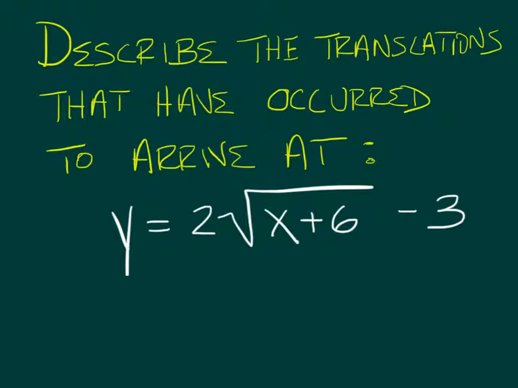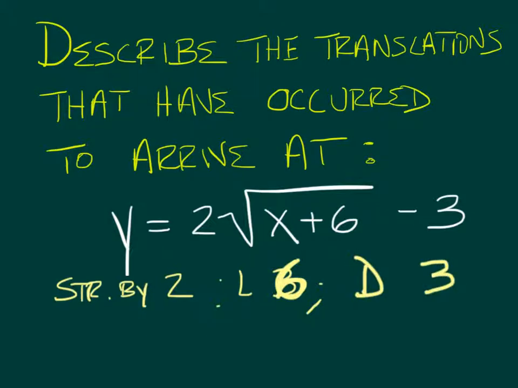Describe what has happened to the parent function to get to this. Stretch by 2. Left 3. Does it go to the left 3? It goes to the left 6, right. Then what? Down 3. Anything else? That's it. Stretched vertically by a factor of 2, left 6, down 3.